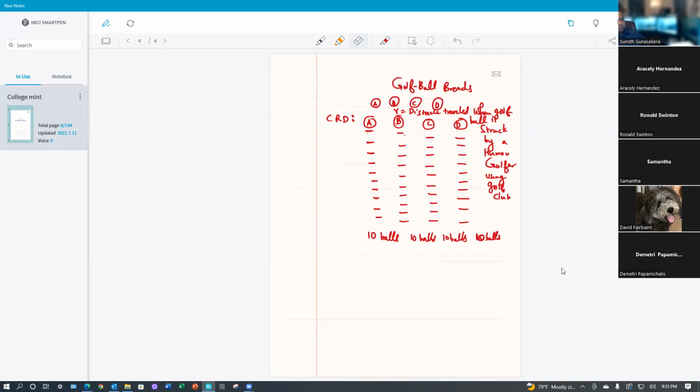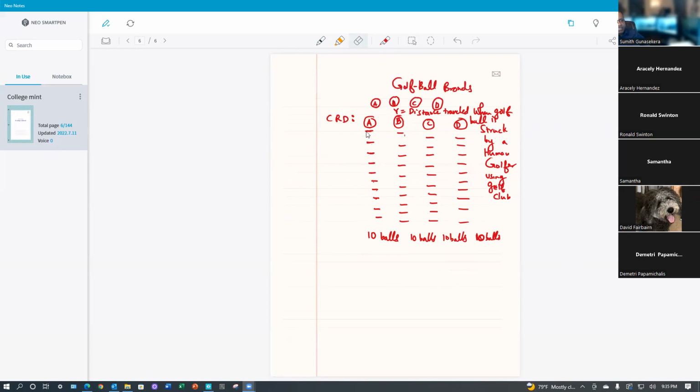Or each ball being struck by how many people? See, 10 balls, 10 golfers. 1, 2, 3, 4, 5, 6, 7, 8, 9, 10, then all 40 golfers. 40 golfers, 40 balls. See, like that.